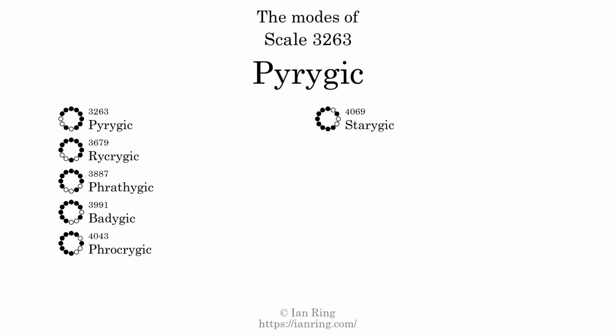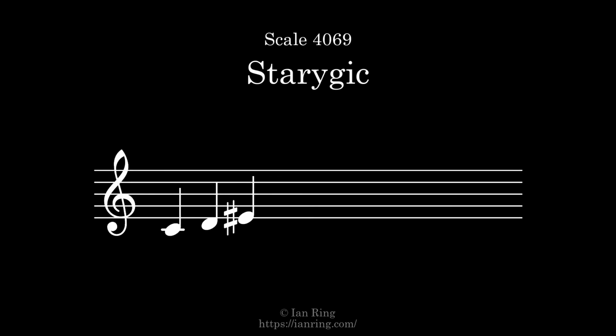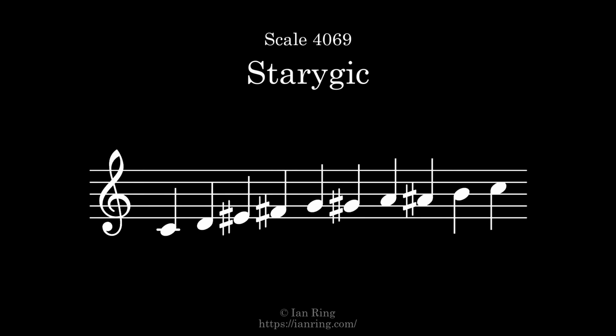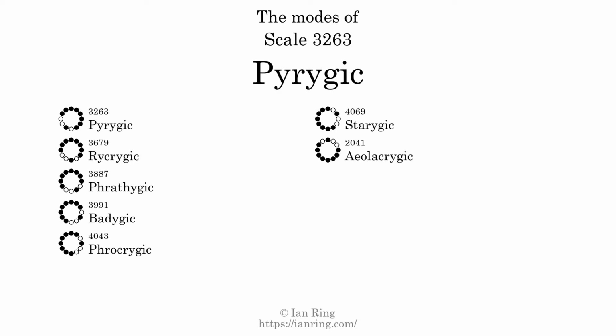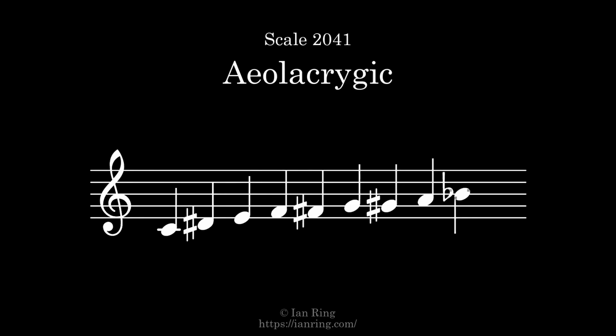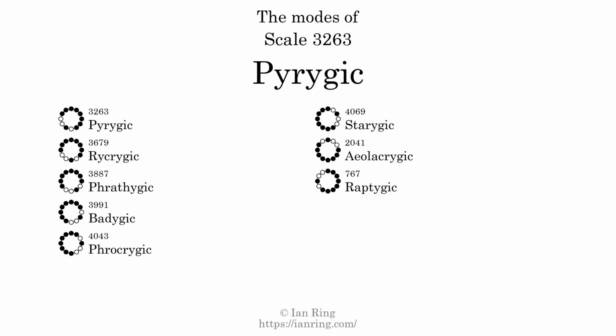The sixth mode is scale 4069, also known as Phrygian. It sounds like this. The seventh mode is scale 2041, also known as Phrygian. It sounds like this. The eighth mode is scale 767, also known as Phrygian. It sounds like this.